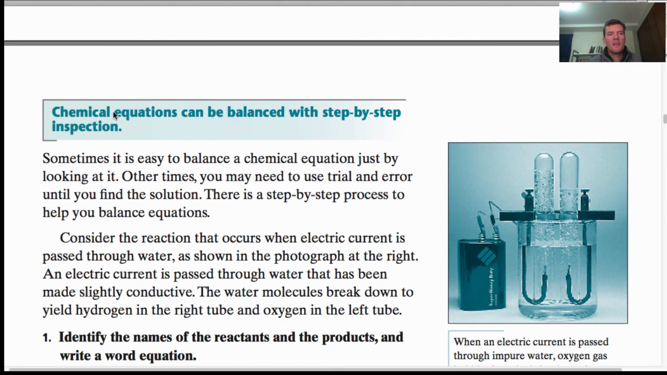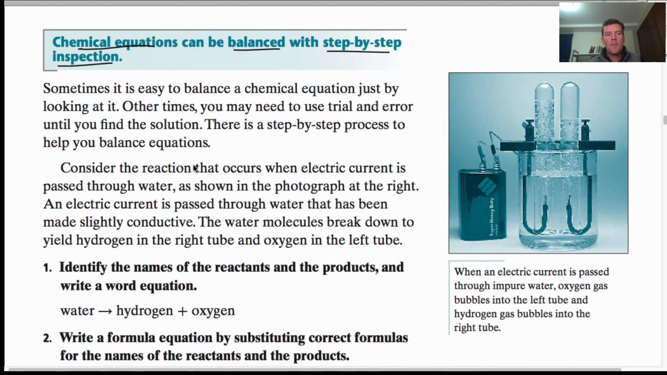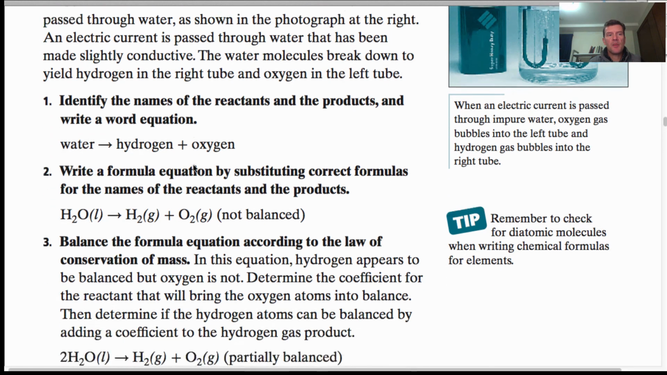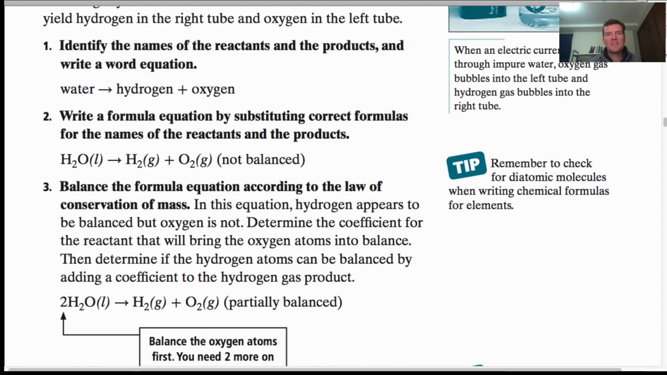Alright. Chemical equations can be balanced with step-by-step inspection. So again, let's practice a little bit more on just balancing the chemical equation, writing it out in words, writing the formulas, and then balancing it. There's a step-by-step process here that I definitely want you to be able to master. Okay? So let's look at these steps here. If you follow these steps, you'll be guaranteed to have a balanced equation every single time. Okay? So the first thing here is we want to identify what the reactants are and what the products are.